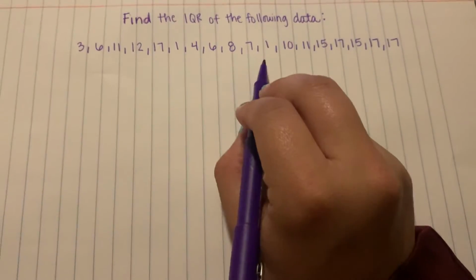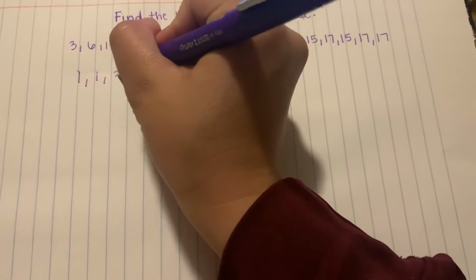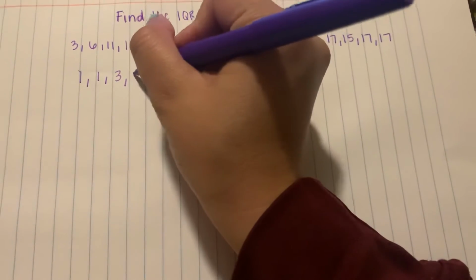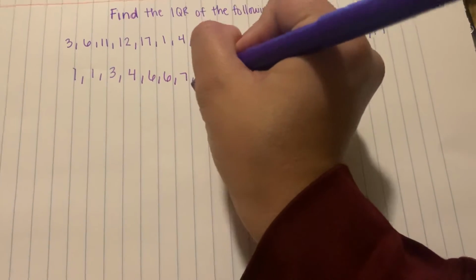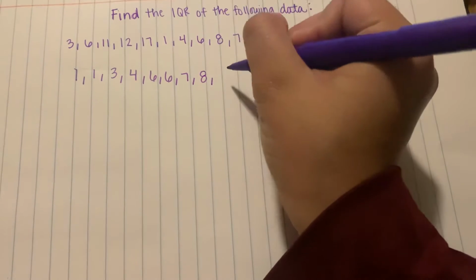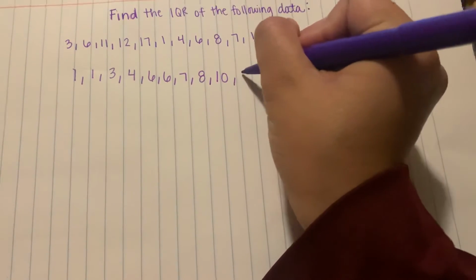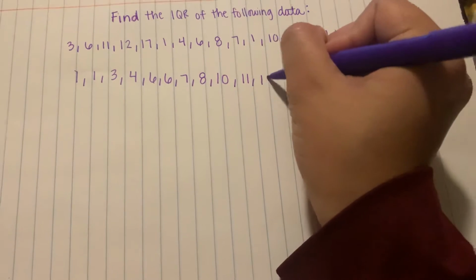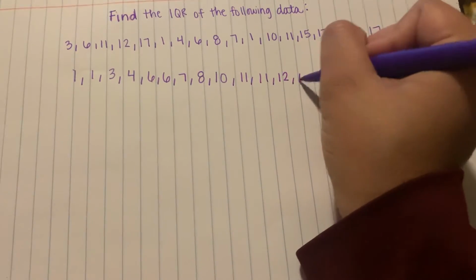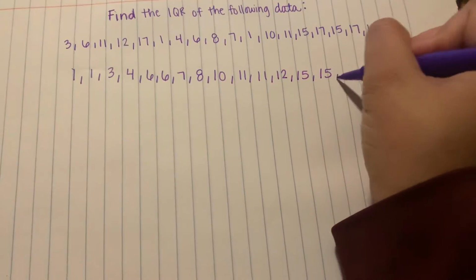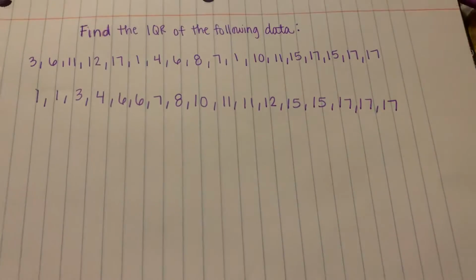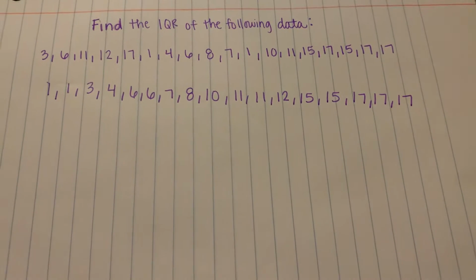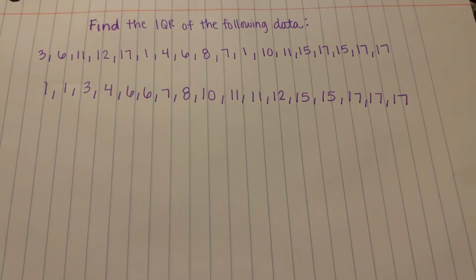I see 2 1s, 1 3, a 4, 2 6s, 7, 8, 10, 11, 11, 12, 15, 15, and there are 3 17s. So now I have put my data in order from least to greatest.